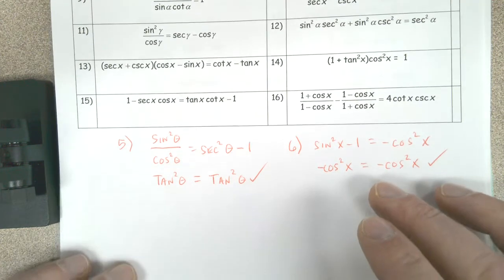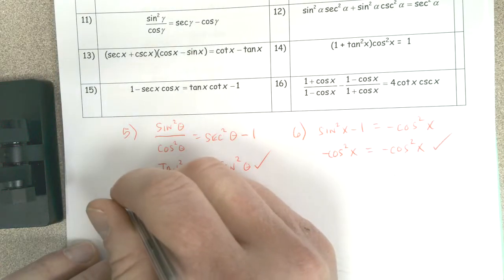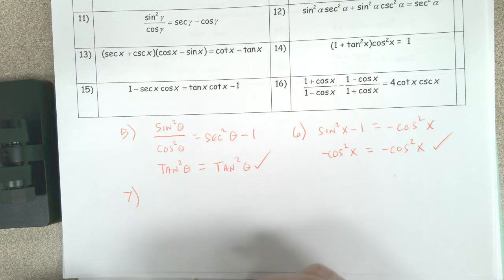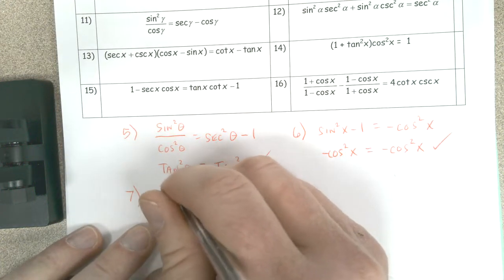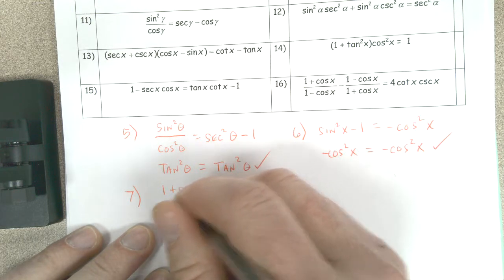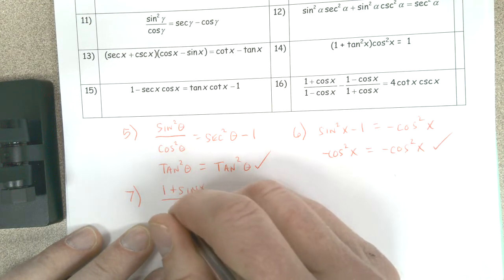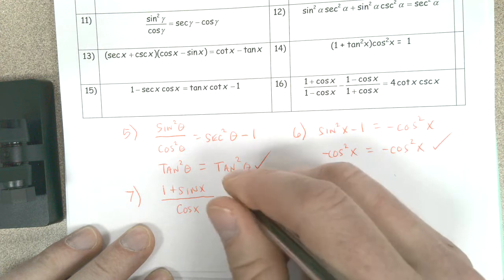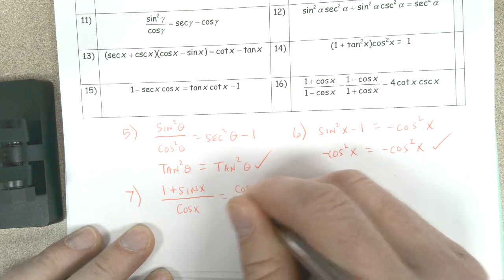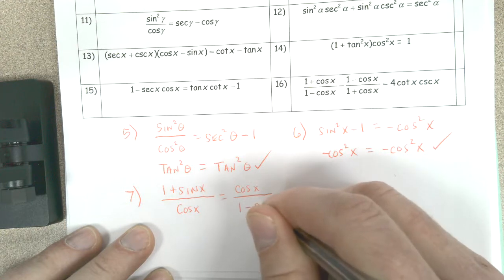Okay, let's go ahead and move on to number 7. I'm going to do a few more of these just so you can see the process. So 1 plus sine x over cosine x equals cosine x over 1 minus sine x.